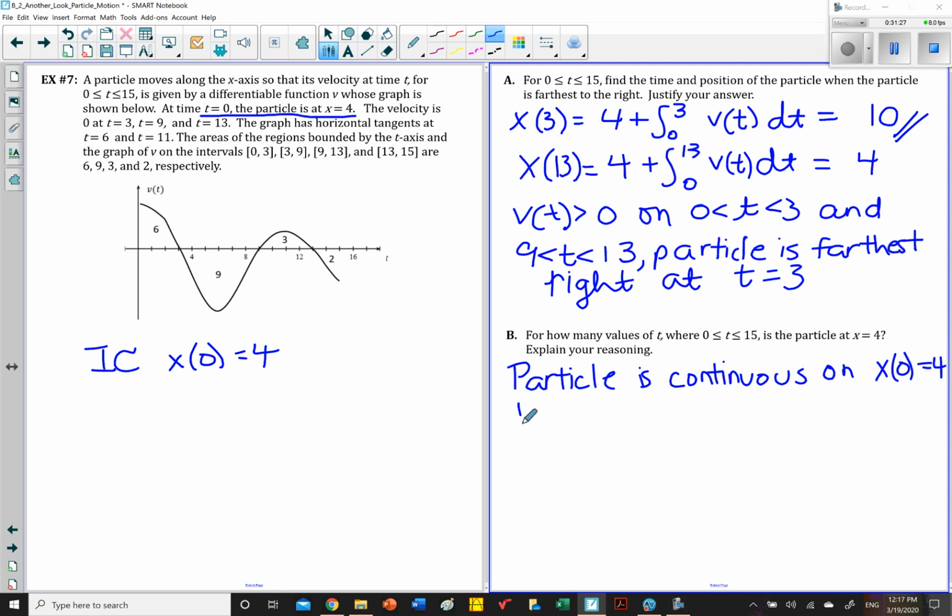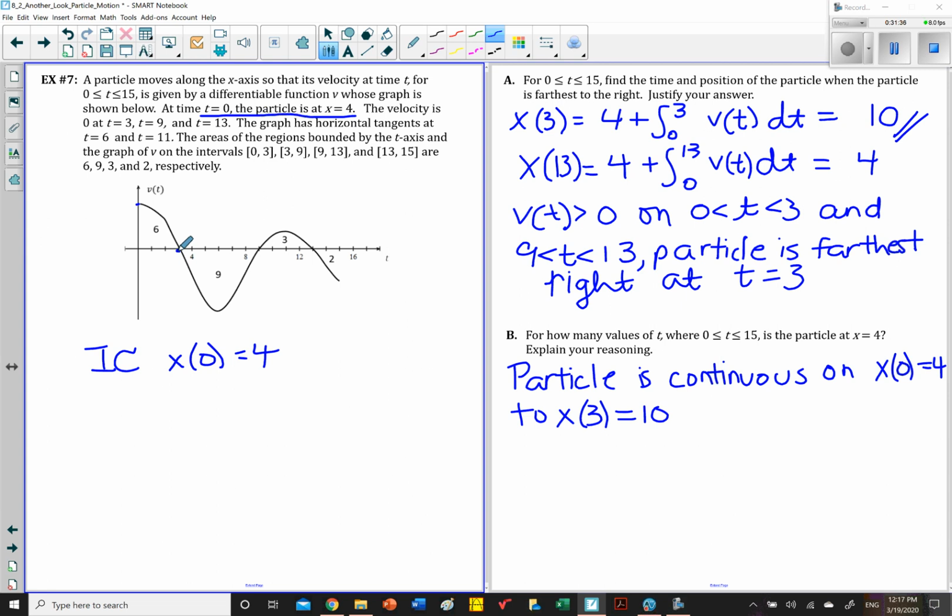On 4 to 10, 4 to 3, the particle is continuous on x equals 0. It's also continuous from 3 to 9, and from 9 to 13. Could have done this with a table, I think. Let me stop.